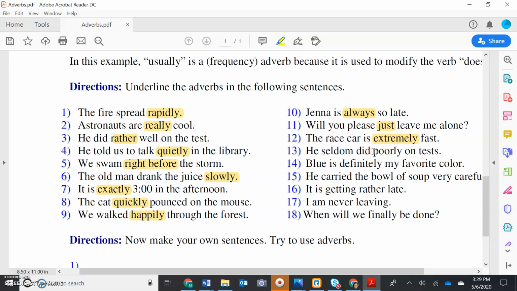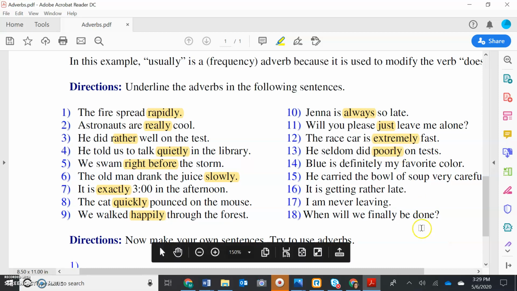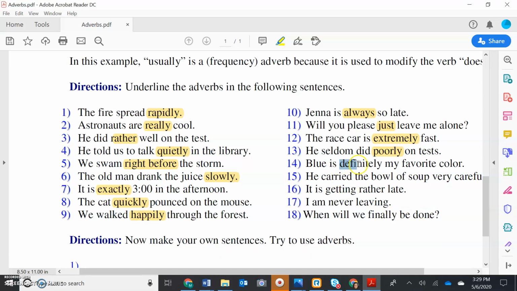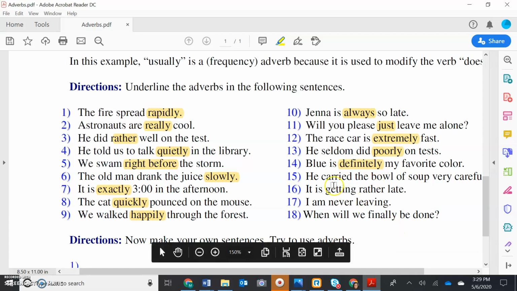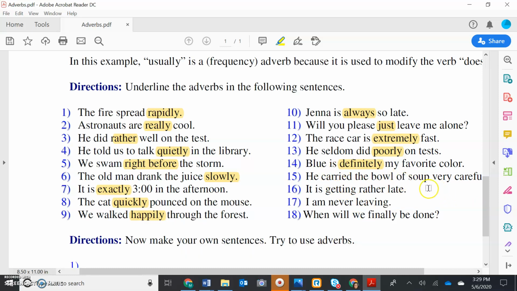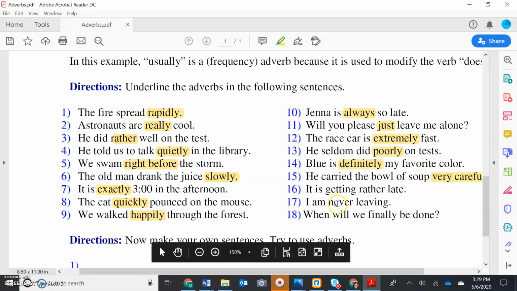Look, here's another ly. He seldom did poorly. Poorly tells you how he did. And did is the verb. Blue is. What is blue is? Is the verb. Definitely is. Tells you a little bit more about that word is. He carried the bowl of soup very carefully. What tells you about how that soup was carried? It was carried very carefully.